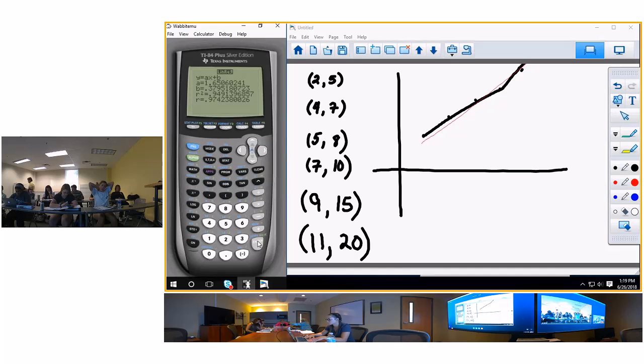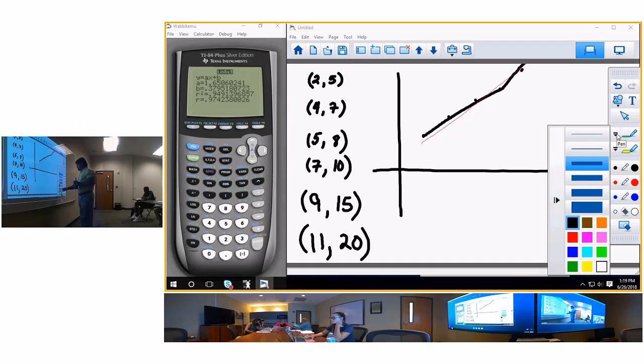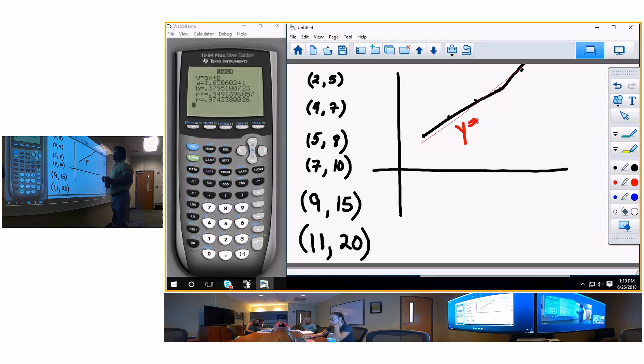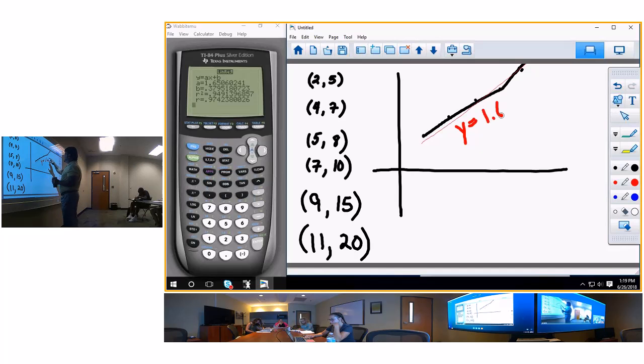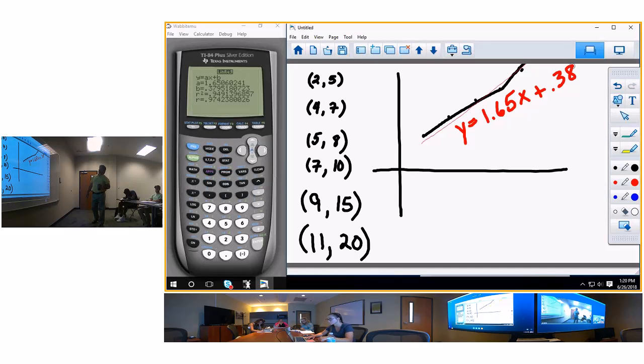So which one did you press when you went to the calculate? 4, linear reg. All right. So the line, that's still not doing this. So this is Y is equal to, what's my 1.65? 1.65x plus 0.38. Okay, so that is the formula for my red line.